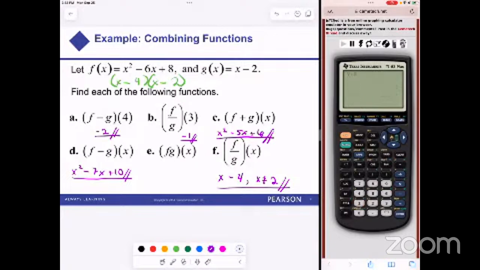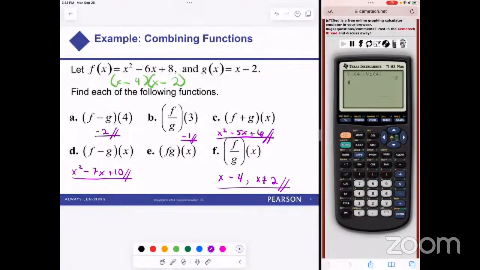I just pressed 1. So we want f of 4, so when x is 4, and then minus g of 4. We put g in the second slot. So if I go to variables, Y variables, number 1 for function, it's in the second slot, so I'll press 2. We want g of 4. We should get a result of -2.